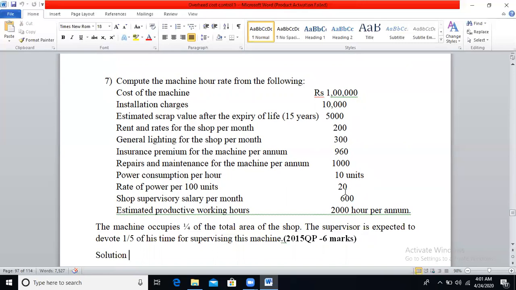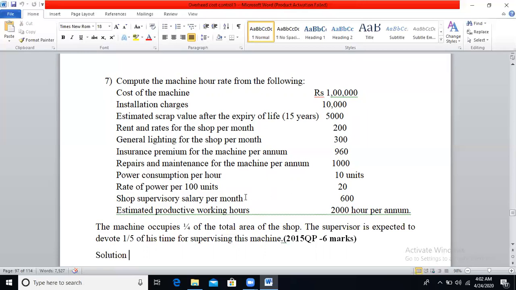So first you have to calculate rate of power for 1 unit. How to calculate? 20 divided by 100, you will get rate of power for 1 unit, that is 0.20. If you multiply this with the 10 units, you will get the power value. So power is a variable expense. It will vary with the use of machine.